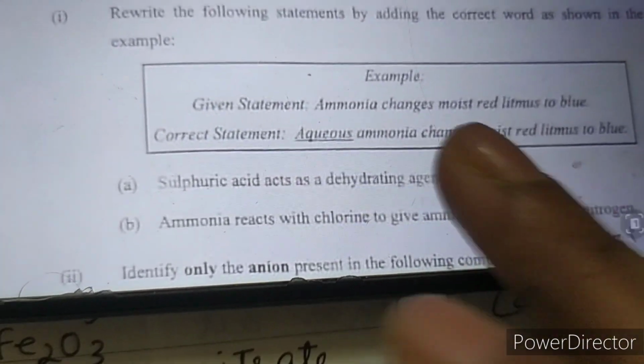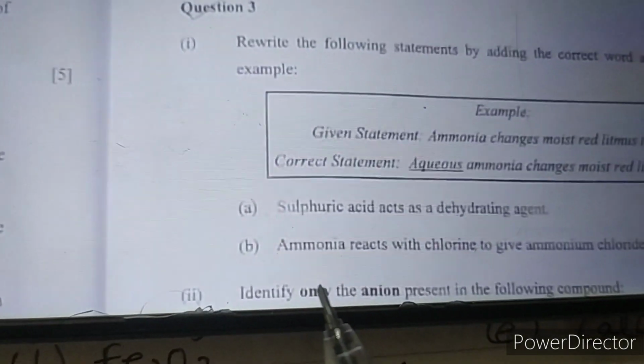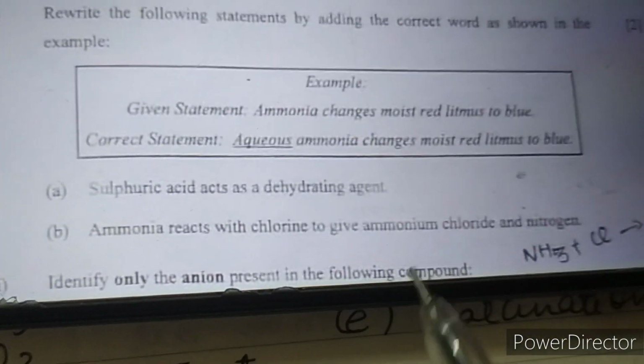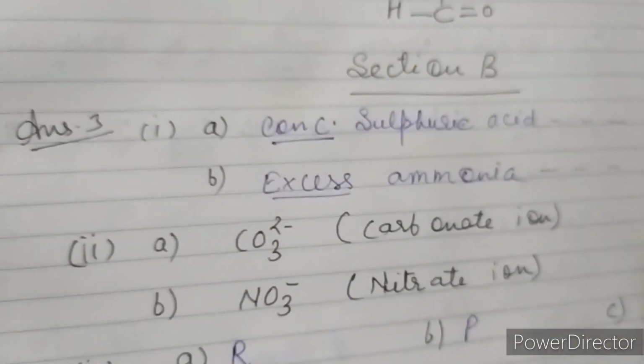Ammonia reacts with chlorine to give you ammonium chloride and nitrogen. Here you have to add the word excess. Excess ammonia reacts with chlorine to give you ammonium chloride and nitrogen. And in this way you have to insert the word and write the full statement.